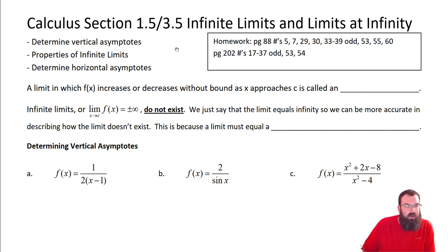Your homework practice on the right side. Determining vertical asymptotes is what we're going to be doing. Remember, we're doing infinite limits and limits at infinity. Properties of infinite limits and determine some horizontal asymptotes. A limit in which f of x increases or decreases without bound as x approaches c is called an infinite limit.